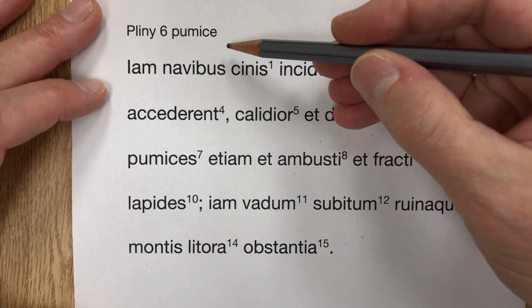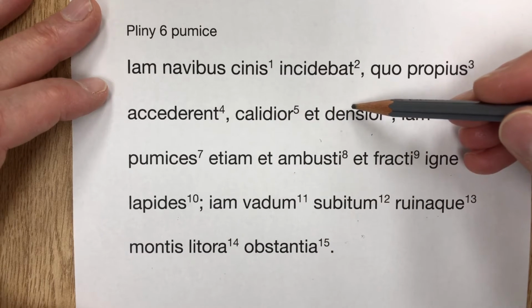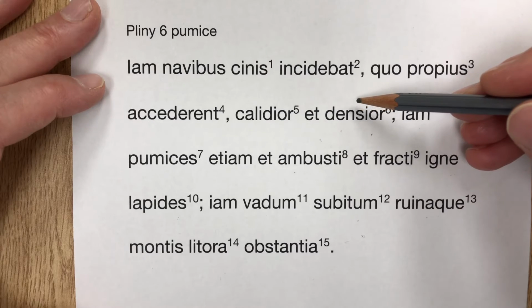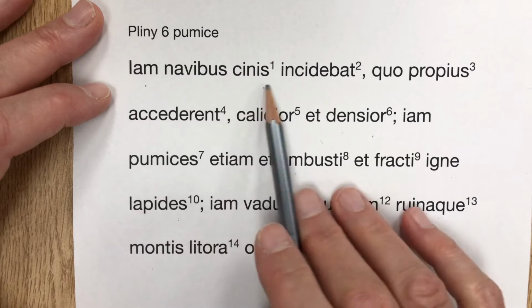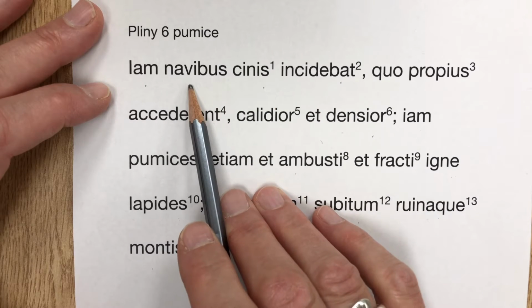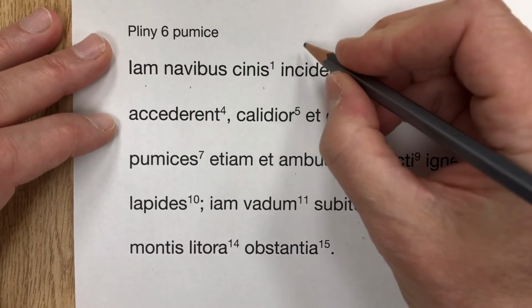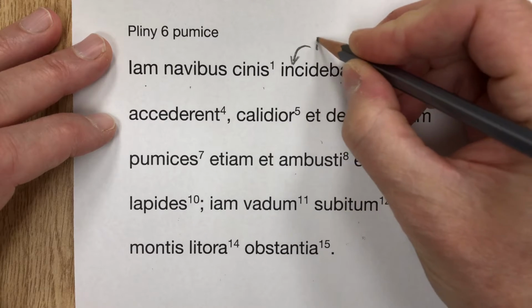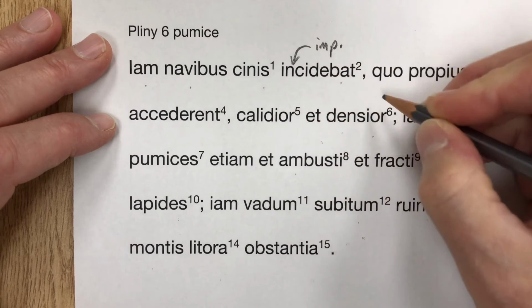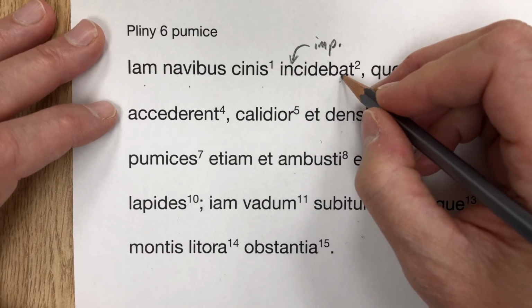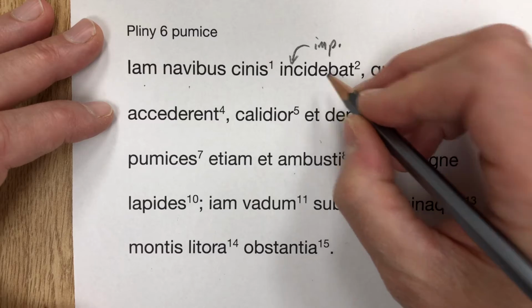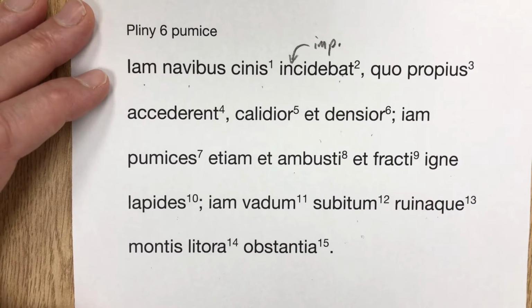This is Pliny 6. This is a description of a chaotic scene, and so the prose is somewhat chaotic. Now, ash was falling on the ships. Not a problem there. Notice the imperfect tense there. It's the imperfect indicative. So it's describing something that's continuing to happen. That's a great use of the imperfect tense.